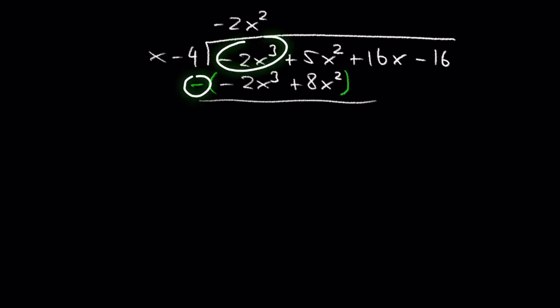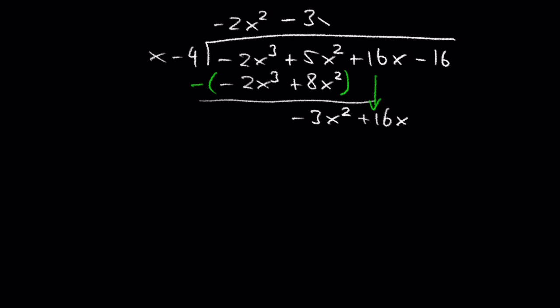Negative 2x cubed minus the negative of 2x cubed is 0. And 5x squared minus 8x squared is negative 3x squared. Bring down the 16x. Negative 3x squared divided by x is negative 3x. Negative 3x times x is negative 3x squared. And negative 3x times negative 4 is positive 12x.